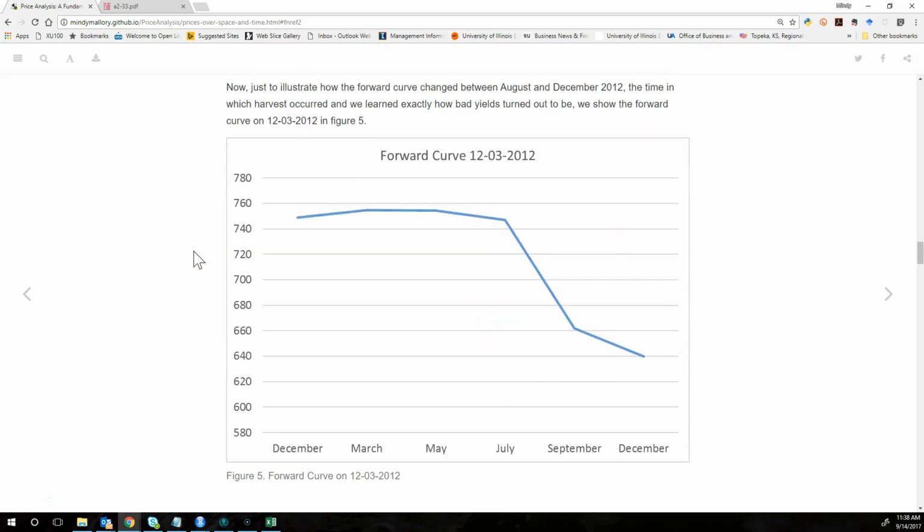Now we're going to take a look at the board as it was in December 2012. Now you'll see we've lost September because it's expired, but we still get this same flat shape on the forward curve, and that's providing zero or negative, modest to zero to negative returns to storage in this case. So classic forward curve in a tight stocks scenario.